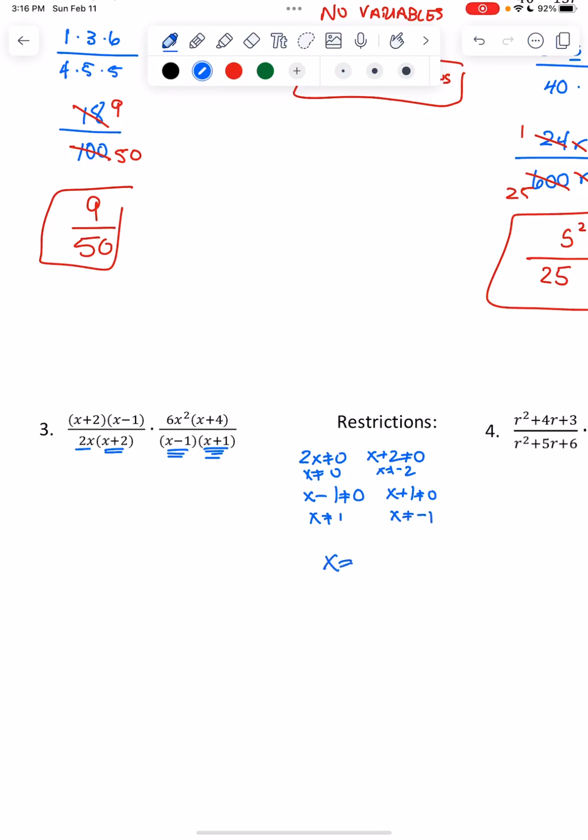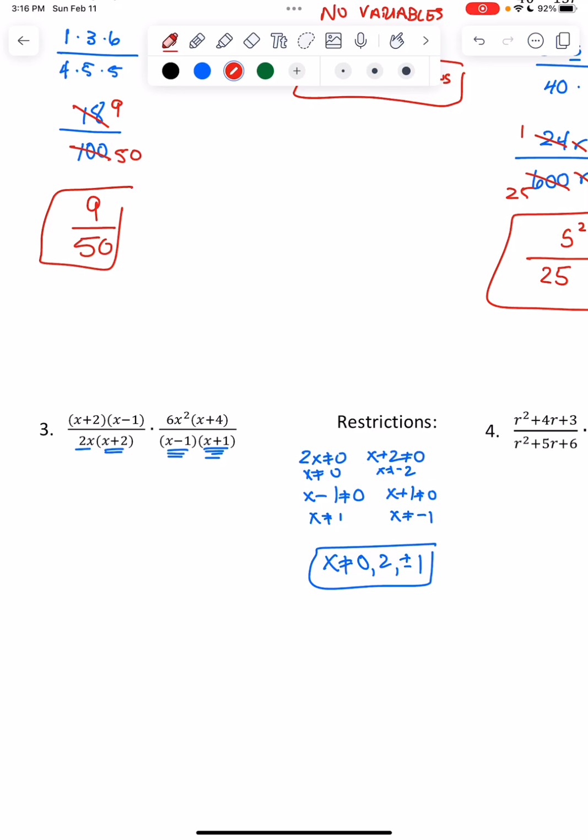So we get 0, negative 2, and then positive 1 and negative 1 for our restrictions. So now what we can do, again, is we can cancel. Since it's all factored, we can cancel vertically and we can cancel diagonally, okay?